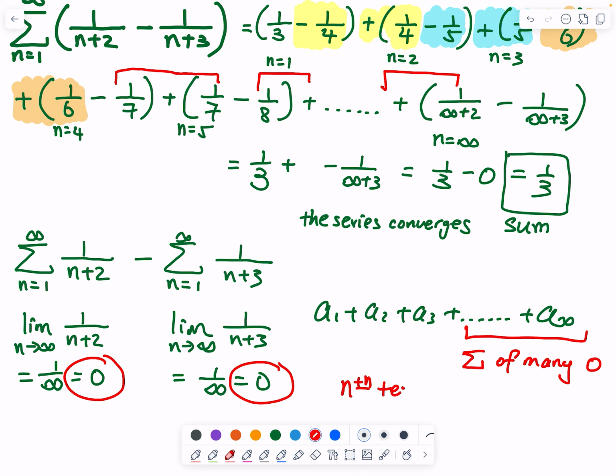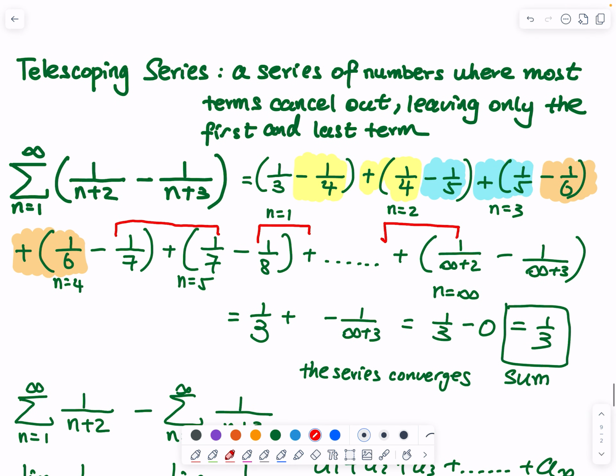That is the nth term test for convergence and or divergence. Okay, but what we did above is using a telescoping series.